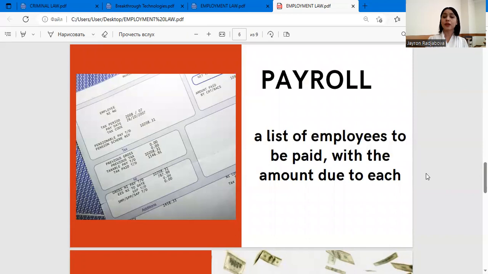We have here a kind of document, a paper with numerals inside, but this is a list of employees to be paid with the amount due to each, and this is called a payroll document.